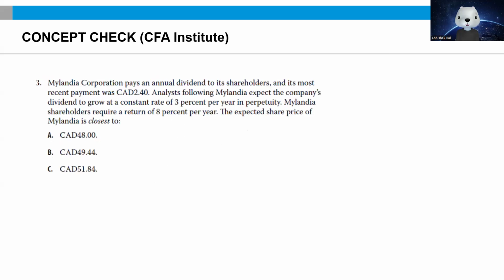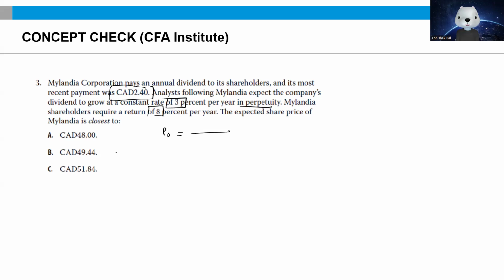The next question reads that Malandia Corporation pays an annual dividend to its shareholders, and its most recent payment was CAD 2.4. Analysts following Malandia expect the company's dividend to grow at a constant rate of 3% per year in perpetuity. Shareholders require a return of 8%. What is the expected share price? So whenever you have this, how do we do this? So the P0 is equal to, the recent payment was 2.40.